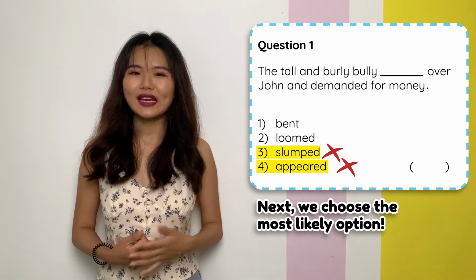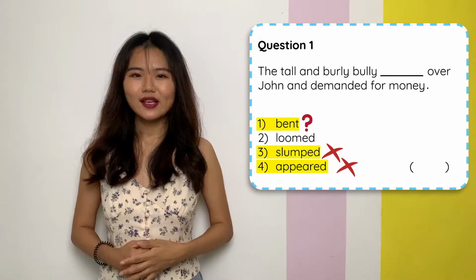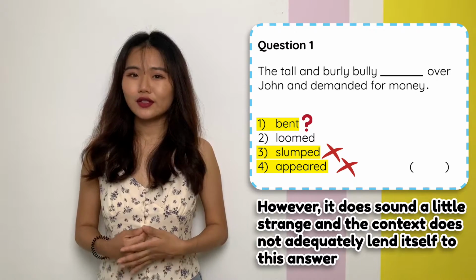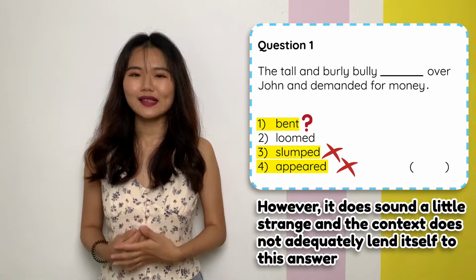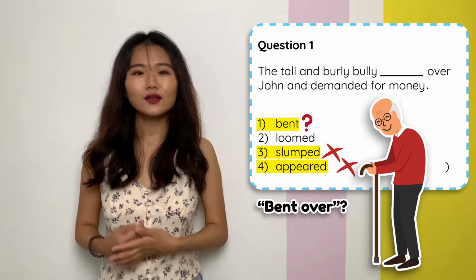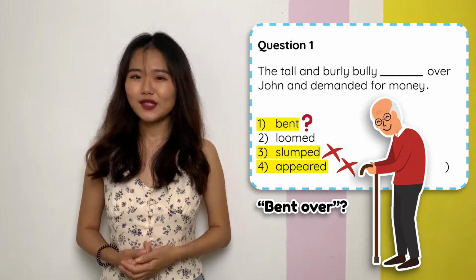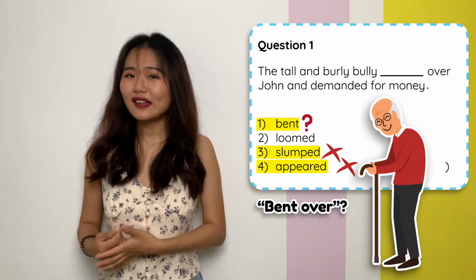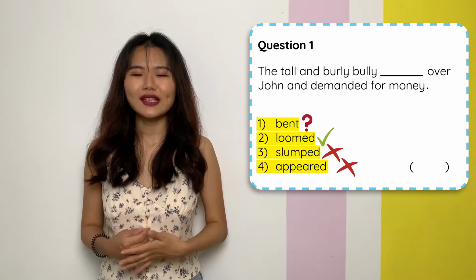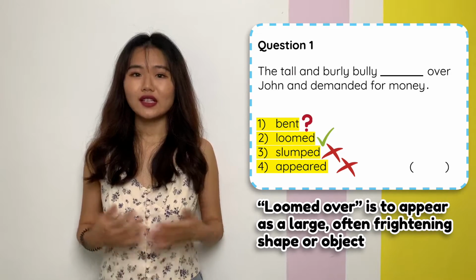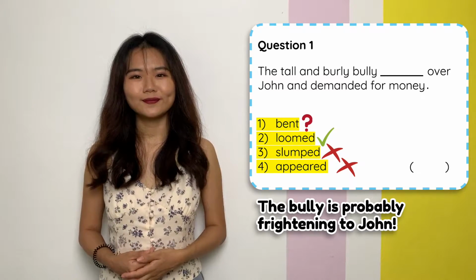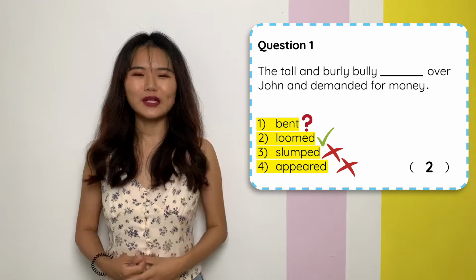Next, we choose the most likely option. Option 1, bent, could be a possible answer as the bully bends over John. However, it does sound a little strange, and the context does not adequately lend itself to this answer. When you say that someone is bent over, you're probably imagining a little old man with a hunchback bent over himself. Not a very threatening picture, and definitely not suitable for a bully. In contrast, option 2, loomed, is the most likely answer. Loomed over is to appear as a large, often frightening shape or object. The bully is probably frightening to John. Thus, for this question, option 2 will be our best guess.